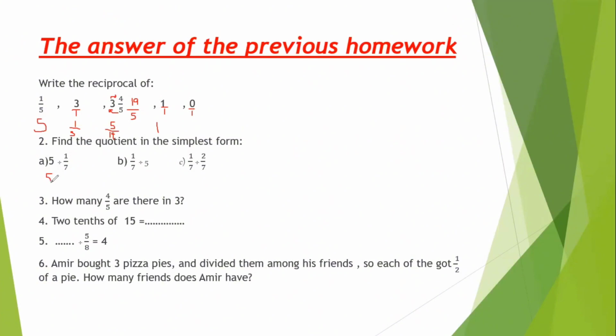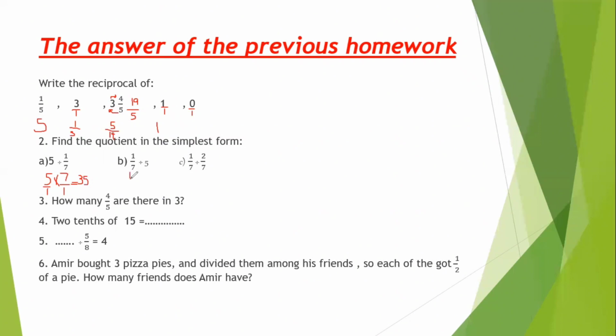Keep, change, and flip. Instead of 1 over 7, it will be 7 over 1. Now, 5 times 7 equals 35. 1 times 1 equals 1, so the answer is 35.